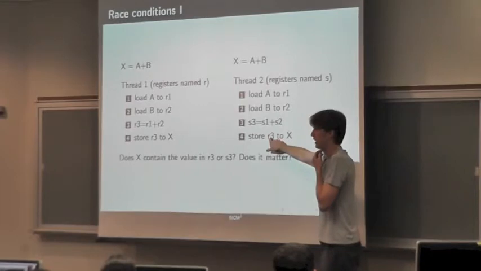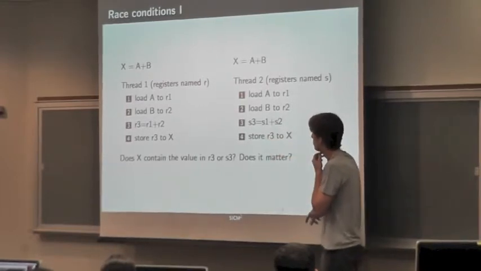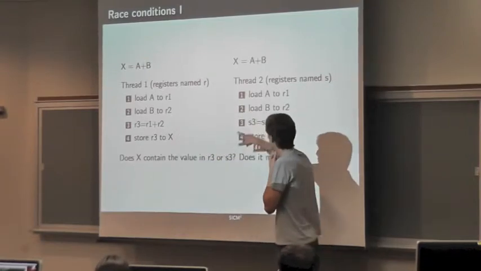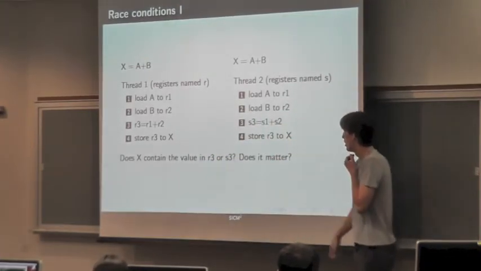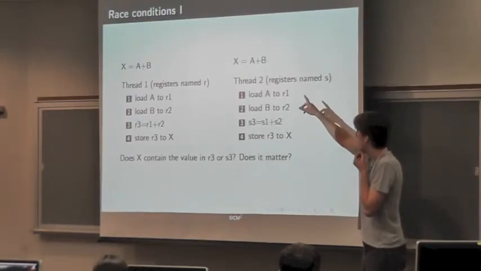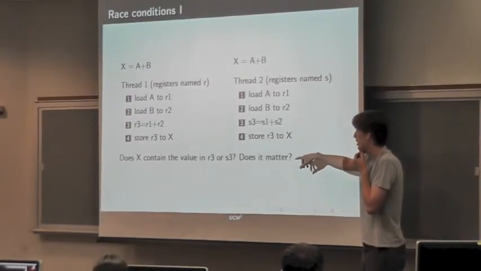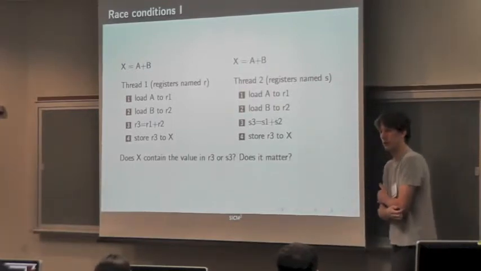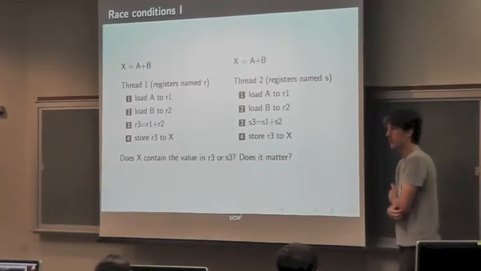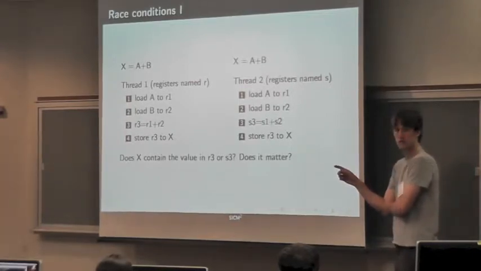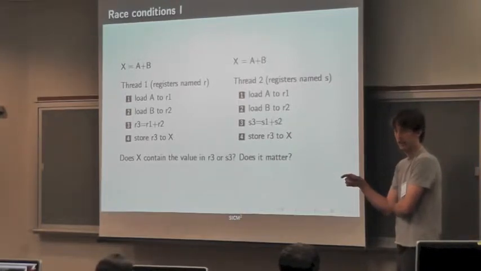Sorry, that's a typo, that's an S, okay? So over here you've got thread 1, which we're going to register as R, and thread 2, which we're going to register as S. So when you do this, x equals a plus b with 2 threads, what's the value in memory location x when they're both completed? Was it the value from register R3 or S3? Whichever finished last. Yeah.